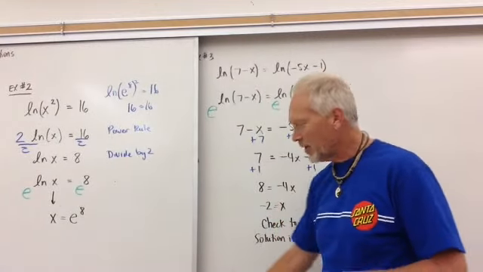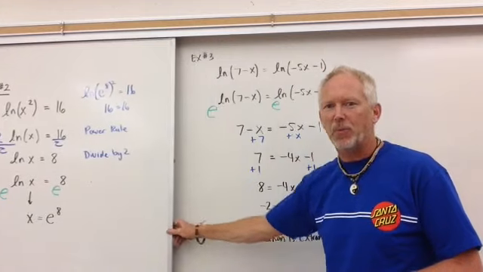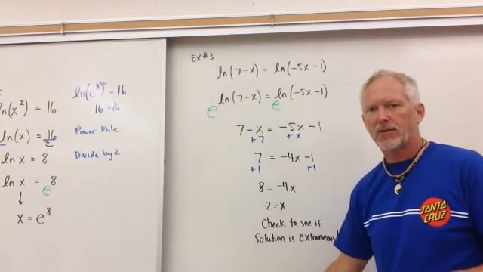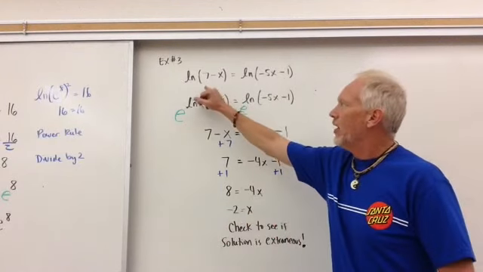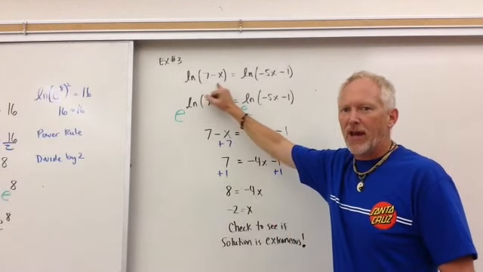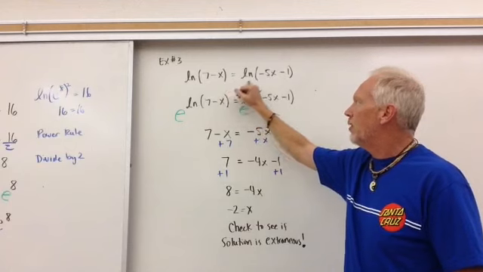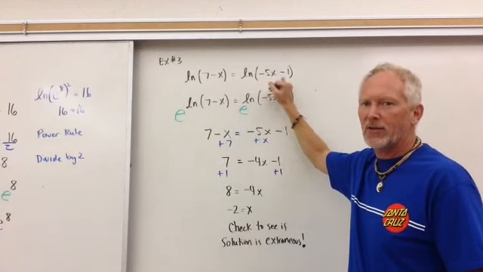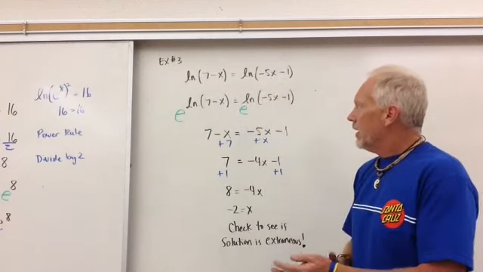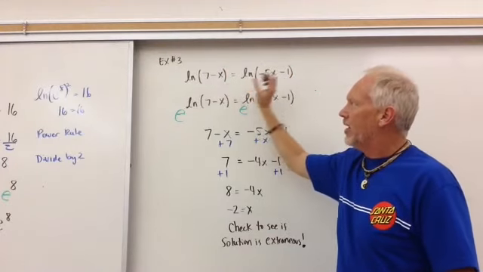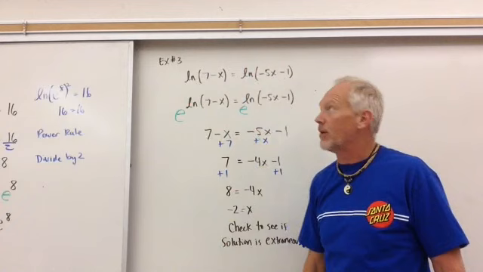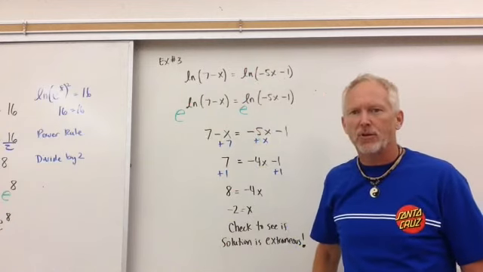They're fun. So, last example here. Let's move over a little bit. All right, check this out. We have ln of 7 minus x, and that is supposed to equal ln of negative 5x minus 1. Now, if I brought this to the other side, then I would end up multiplying it together, and I'd end up with some quadratic or something crazy.